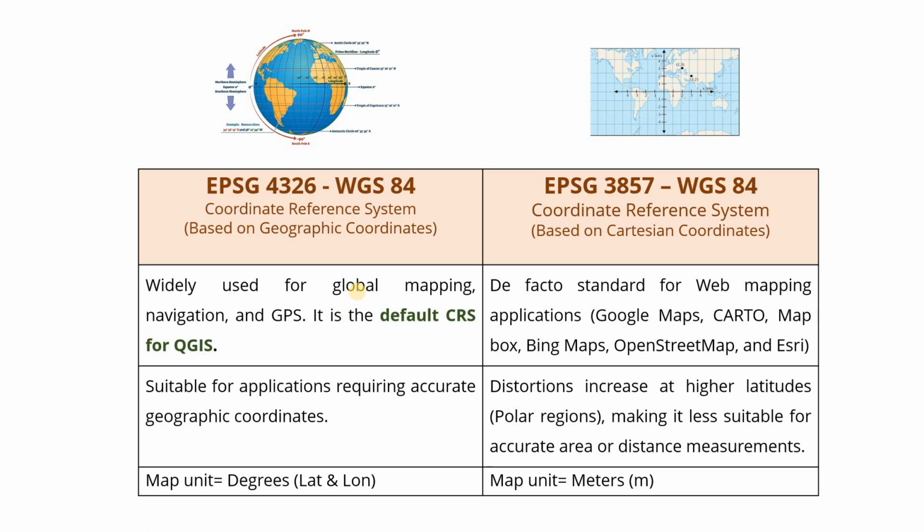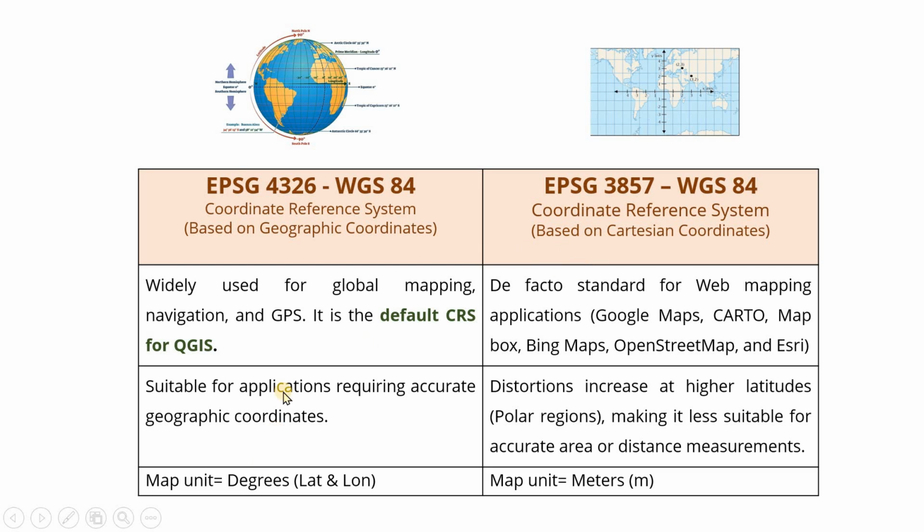So when you open QGIS, you would have noticed that the default CRS will be already set to EPSG 4326, whereas EPSG 3857 is the standard for web mapping applications like Google Maps, Cartomap, Bing Maps, OpenStreetMap and so on. So most of the web maps use this particular coordinate reference system for their maps, and we are already familiar with Bing Maps, Google Maps, OpenStreetMap and all, so I'm not elaborating further.